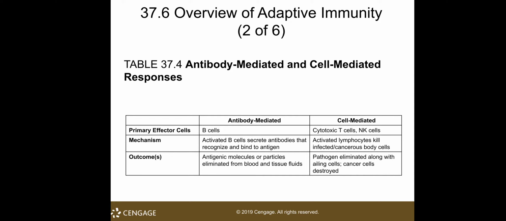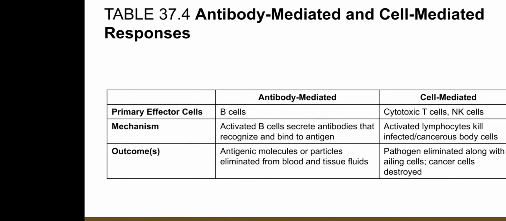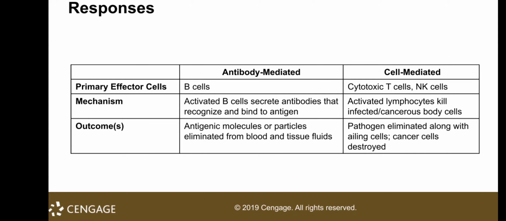So here is a comparison of the antibody-mediated and the cell-mediated responses. In terms of the effector cells, for the antibody-mediated response, we have the B cells as the primary effectors, whereas for the cell-mediated, these are the cytotoxic T cells and the natural killer cells, the NK cells. For the mechanism of the antibody-mediated response, the activated B cells secrete antibodies that recognize and bind to the antigen. That's why it's called antibody-mediated, because its mechanism relies on the secretion of antibodies.